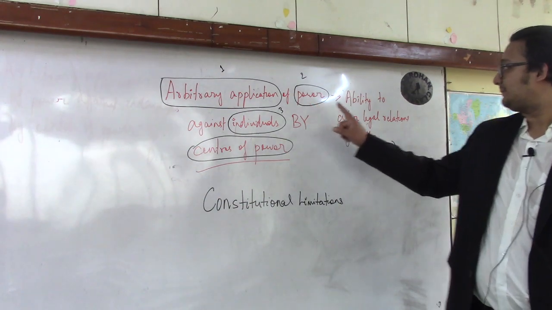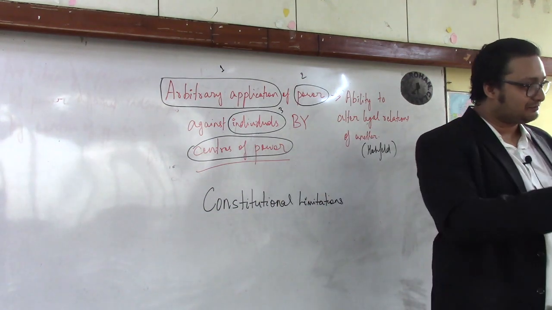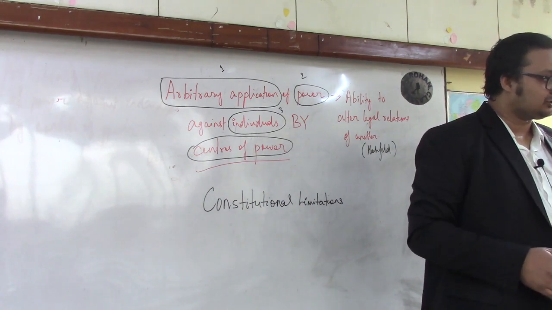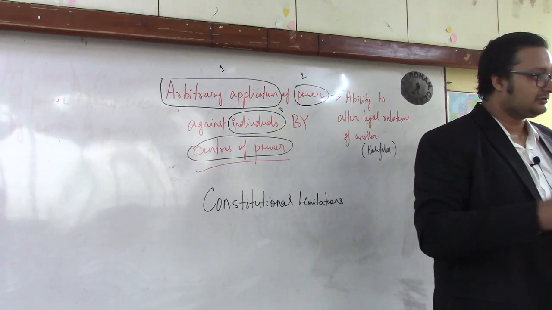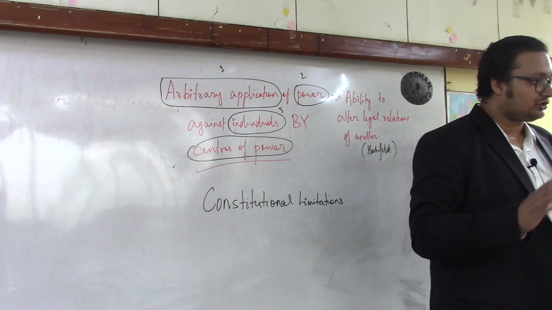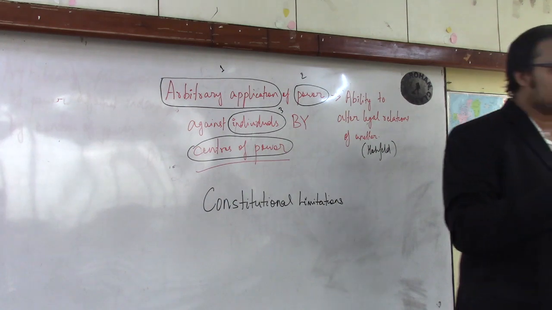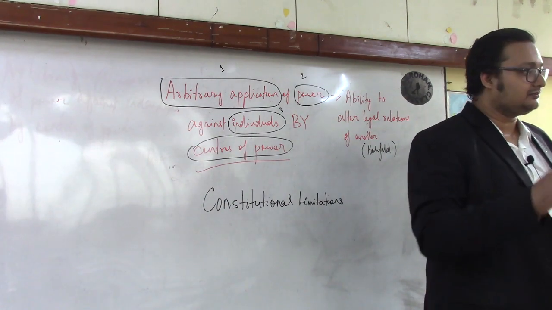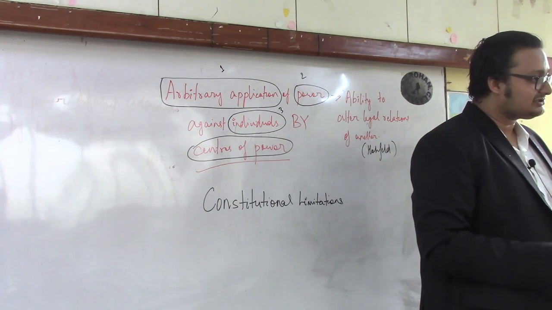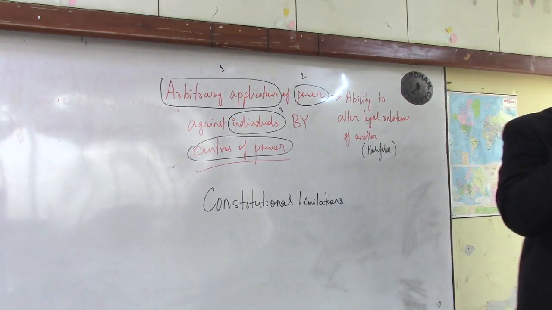First point, arbitrary application of power against individuals by centers of power. To avoid this, we are expanding the ambit of the meaning of state. After that, you can just mention that a public corporation is a creation of the state itself. Because it is a creation of the state itself, it will be subject to the same constitutional limitations, right? And in this case, Sukhdev versus Bhagat Ram, LIC, ONGC and IFC were regarded as being creations of the state itself, public corporations, and hence they are subject to the same constitutional limitations. Clear? Okay.